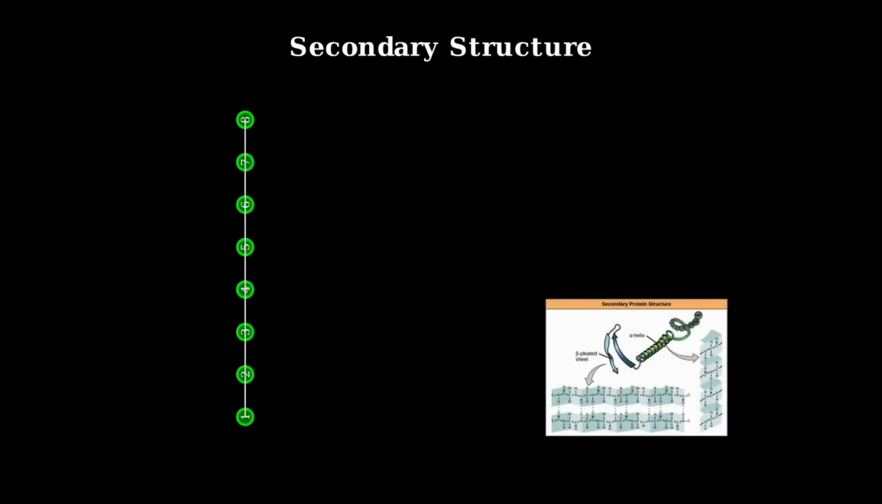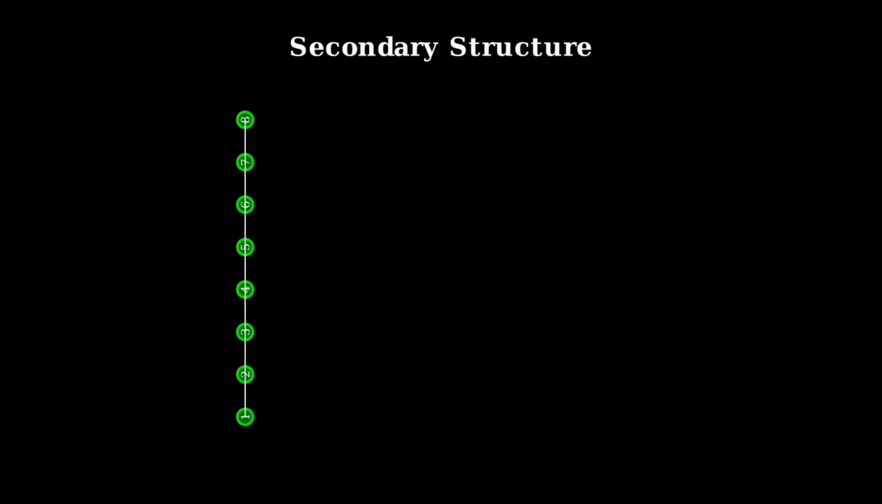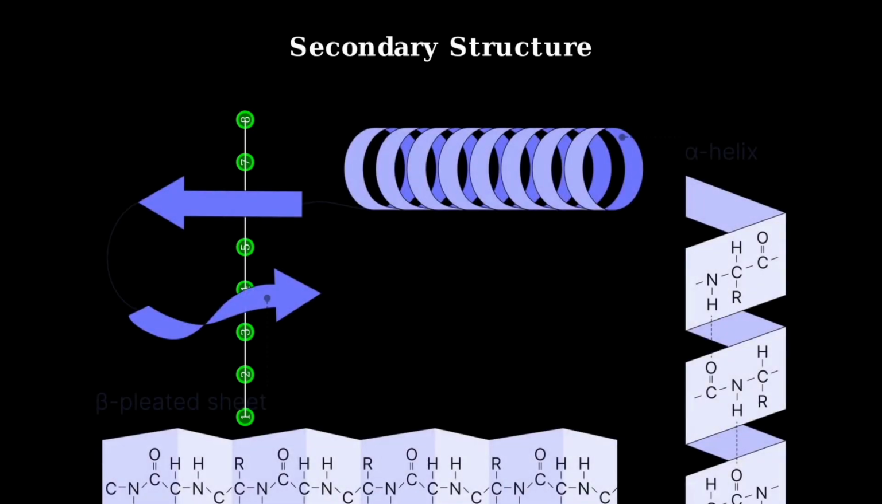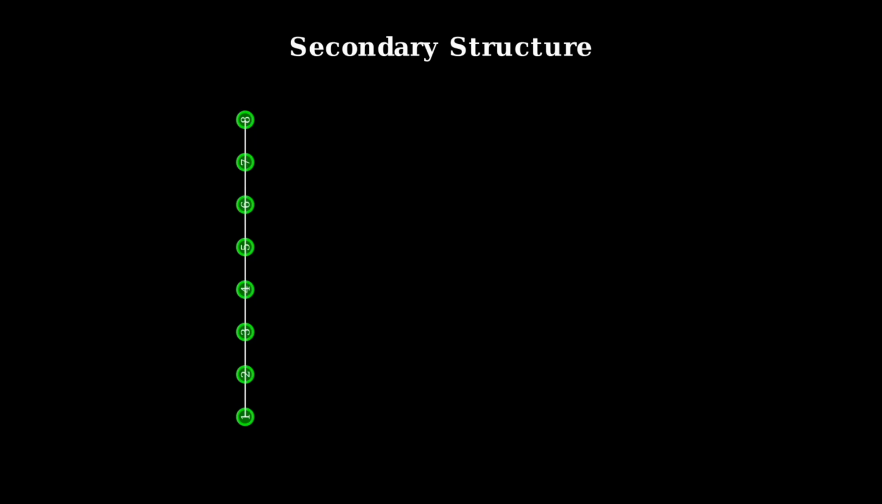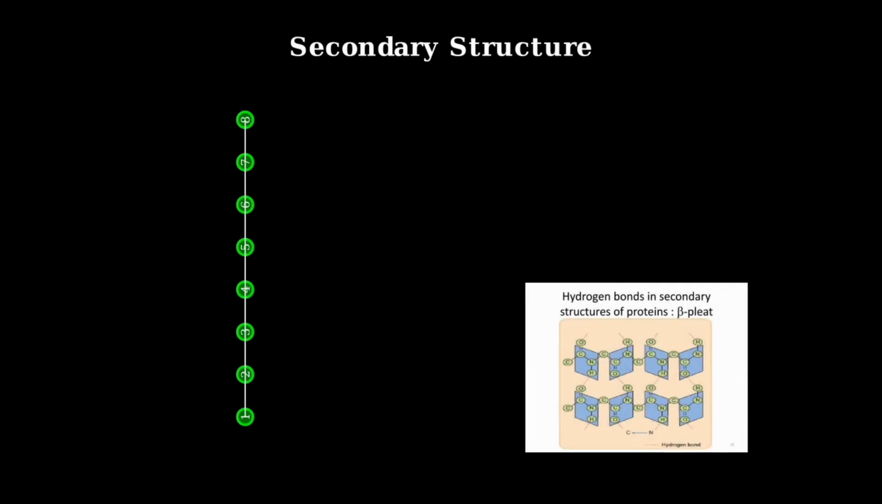Both structures are maintained by hydrogen bonds in the peptide backbone, allowing proteins to adopt these stable conformations essential for their function. The repeating patterns of alpha helices and beta sheets provide the foundation for more complex protein folds. Hydrogen bonds between backbone atoms stabilize these secondary structures, with each bond contributing to the overall protein stability.